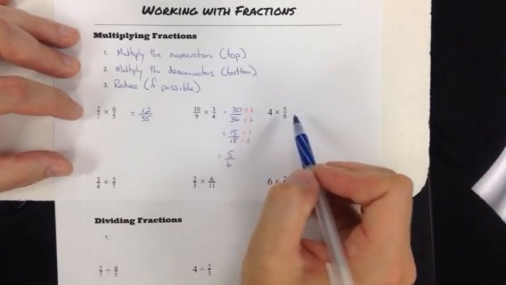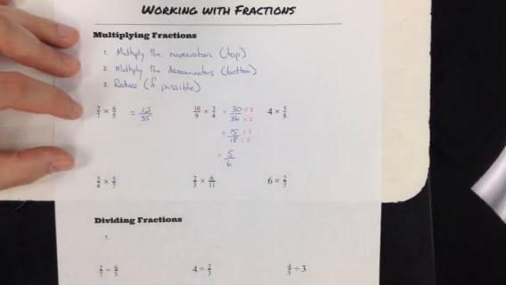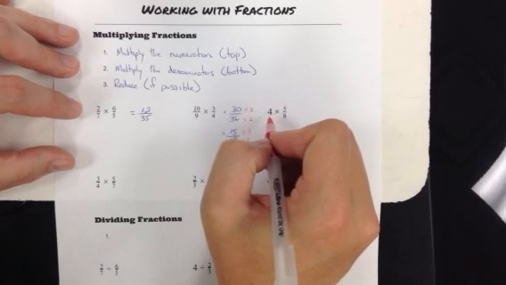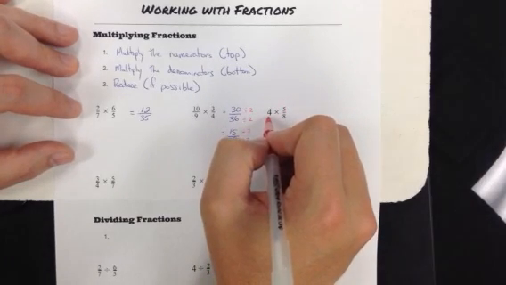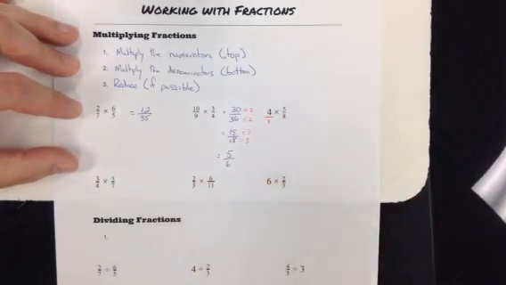Now this one looks a little different because we actually have a whole number with a fraction. So how do we multiply a whole number with a fraction? Well, what we can do is make this whole number a fraction. And we can do this with any whole number, just by putting a denominator of 1.